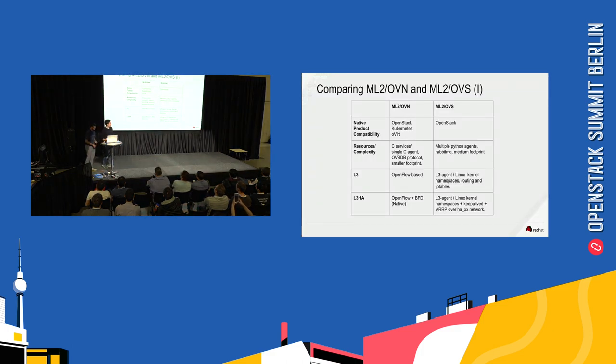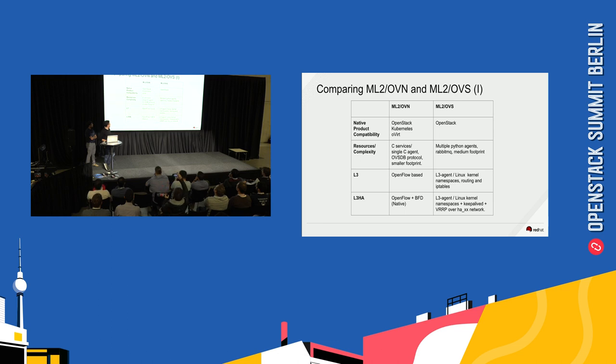Thank you. I'm going to talk a little bit about the comparison between ML2 OVN and ML2 OVS, the major differences. I'm going to go through it quickly. Basically, the major difference is the components of each solution. ML2 OVS has a bunch of Neutron Python agents, while ML2 OVN basically just runs OVN Controller on all the nodes. So the complexity of the deployment gets reduced, and also the footprint. So it's better for resource consumption.